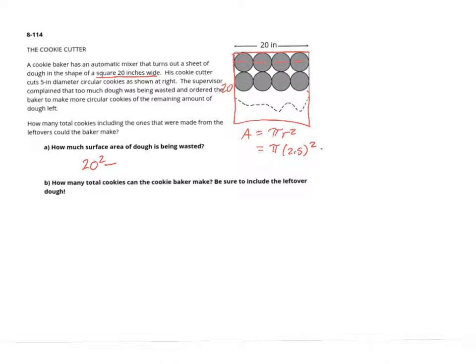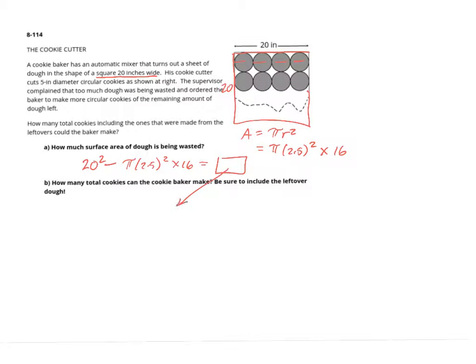But now technically I have 16, so I'm going to go times 16. If I subtract those cookies off the total sheet, I'll know what's being wasted. So 20 squared minus pi times 2.5 squared times 16. Then that answer is the amount being wasted.